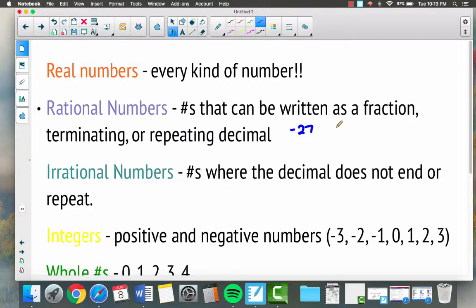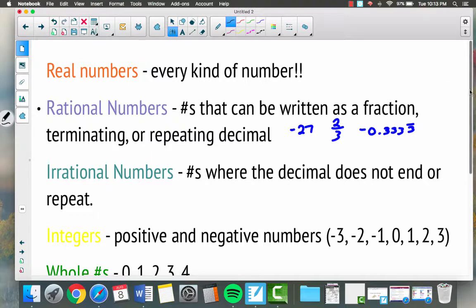Another rational number would be something like 2/3. So 2/3 is a fraction, so we can consider it a rational number. A repeating decimal might be something like negative 0.3333 repeating. Notice there's a pattern. It goes on and on and on, but it's all the same numbers repeating. It doesn't have to be the same number, but as long as there's a pattern of repetition, that's what we're looking for. So these are just a couple examples.